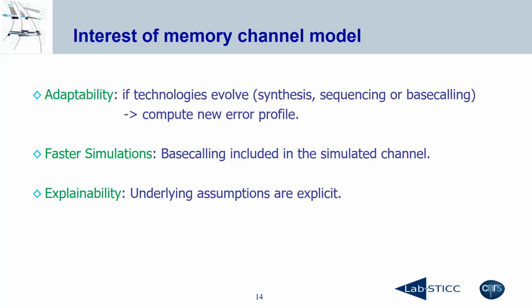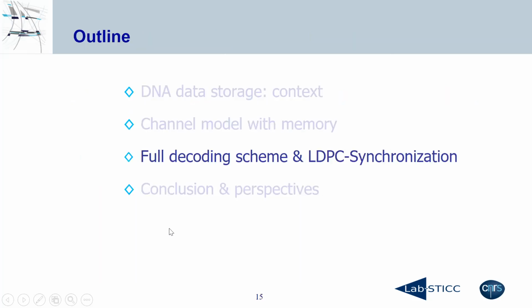Some interesting facts about this memory channel model are its adaptability, as if technology evolves, we can retrain the model using new sets of experimental data. Also, since our model takes into account base coding, the simulations are faster, and it is explainable, as opposed to a black box approach as with deep learning. All our probabilities are explicit and can then be used to improve source and channel coding.